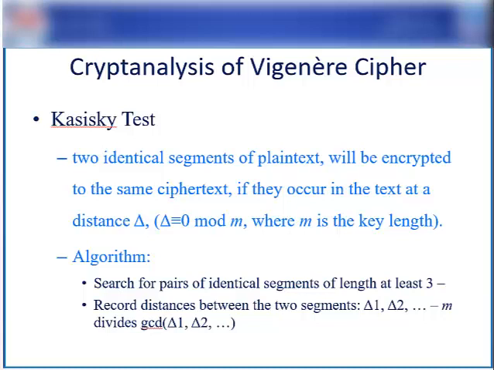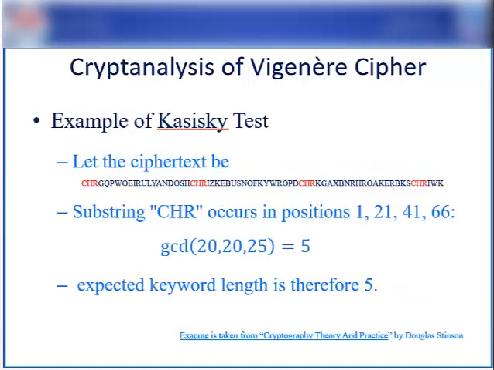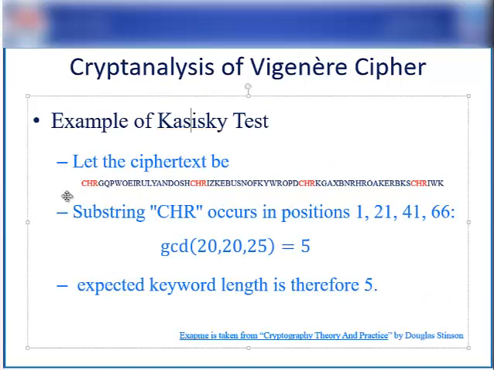We can define the search algorithm as follows. We search for pairs of identical segments of length at least 3 characters, and we record the distances between two identical segments, delta 1, delta 2, and so on. And we assume that the length of the key divides the greatest common divisor of the distances between these segments. Let us consider the Kasiski test on an example. So, suppose we have a ciphertext of this form.